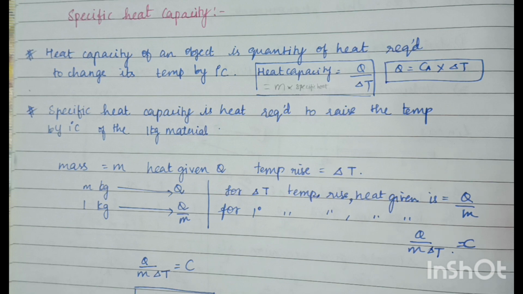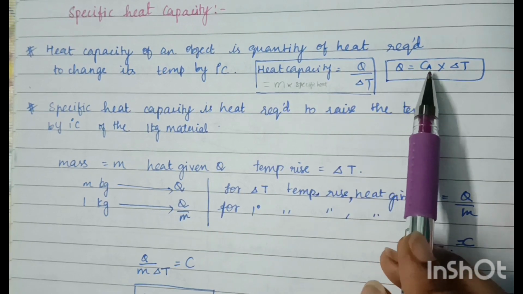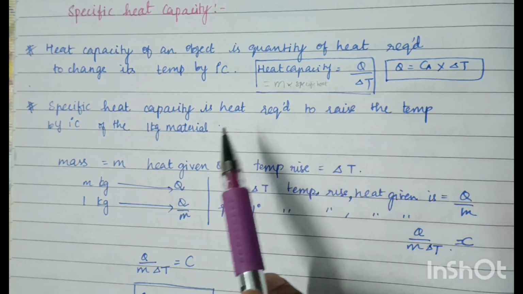So, heat capacity equals Q by delta T. This is the expression which you have to remember, that is heat capacity equals Q by delta T, and from this Q equals heat capacity into delta T. So that is what I have shown. Q is equal to heat capacity C into delta T.